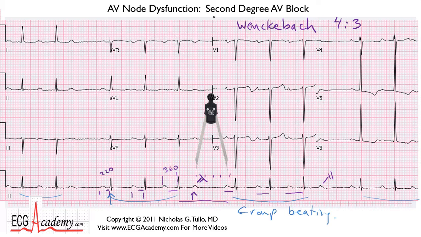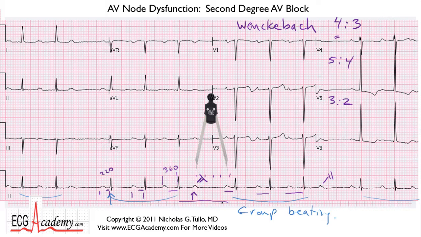Now, in type 1 second degree AV block, there's always one more P wave than there are QRS complexes. So you can have 4 to 3, you can have 5 to 4, you can even have 3 to 2. There's always one more P wave than there are QRS complexes. Otherwise, it makes it a different type of second degree AV block. Okay, so now how do you make this diagnosis?